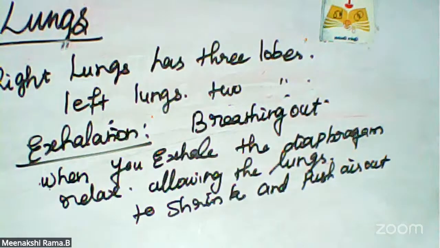So what are inhalation and exhalation? Inhalation means when you inhale, the diaphragm muscles contract, so air is drawn inside. Exhalation means when you exhale, the lungs shrink and push the air out. The air comes out. Because of this process, the left lung is slightly smaller than the right lung. The lungs are protected by a thin membrane called pleura.